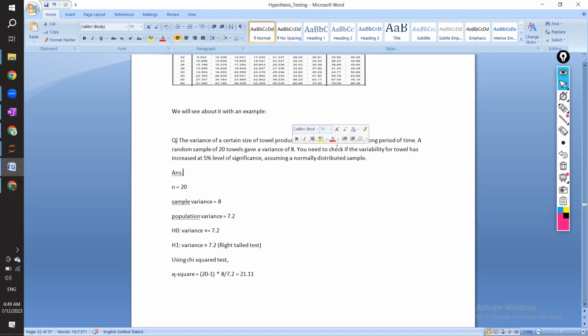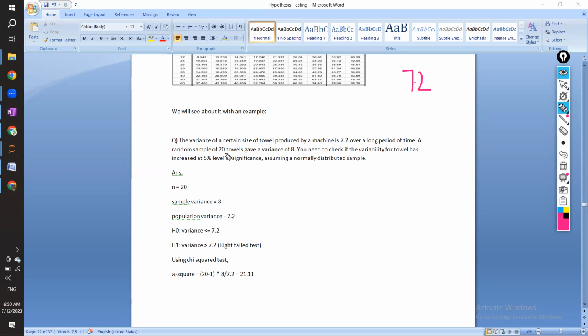Okay, you need to check if the variability for towel has increased at 5% level of significance, assuming a normal distribution. Agree? So a company is producing towels, and the size is 7.2. Is that 7.2 meters or feet? For a towel, it should be feet, right? I think feet, yeah. Okay, so 7.2 units for a long period of time.